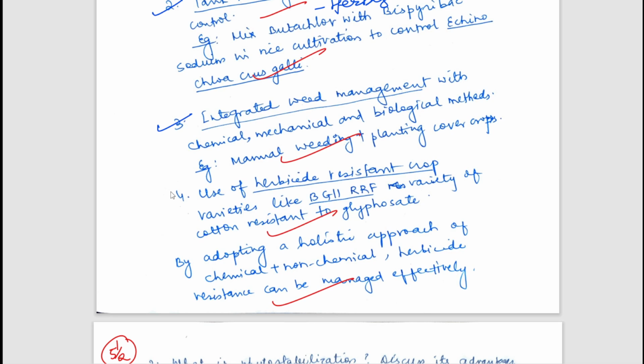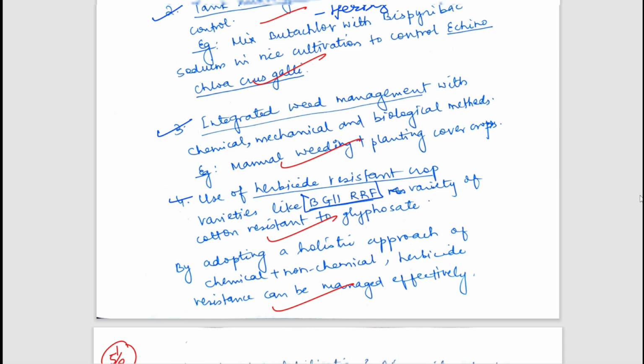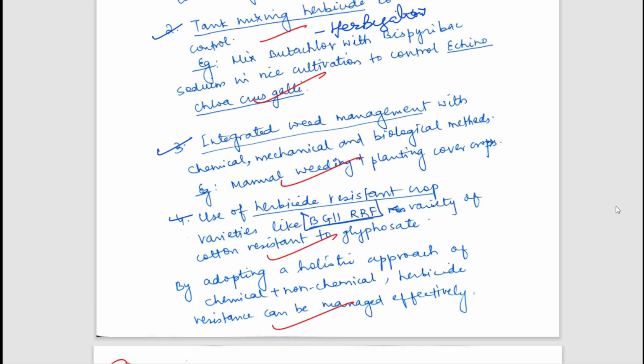We can use herbicide resistant crops, and different examples have been mentioned for different crops. There are different varieties for different crops which could be helpful. The answer is well written and every point has been significantly described, so you can simply pause and read the answers. Now let's move to the second question.